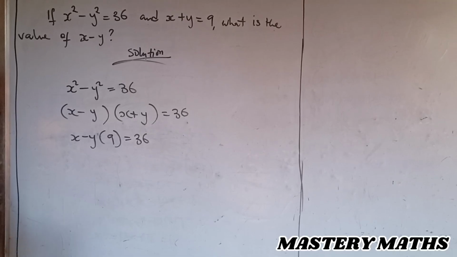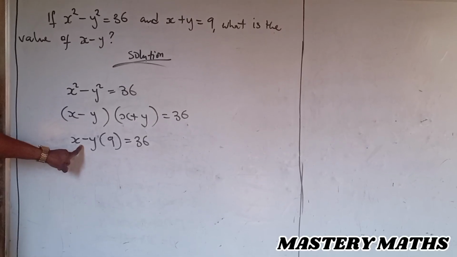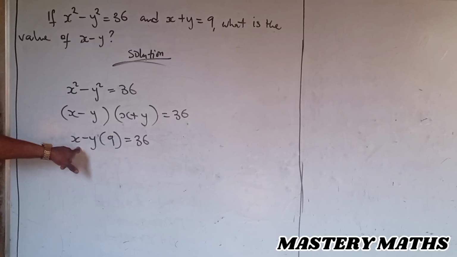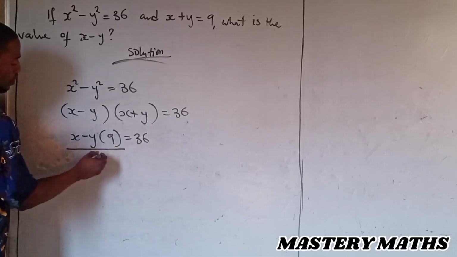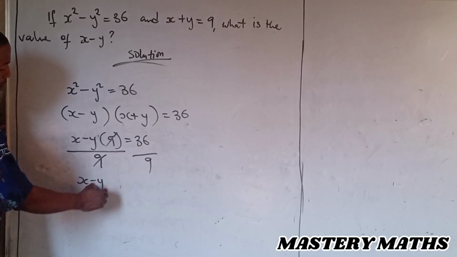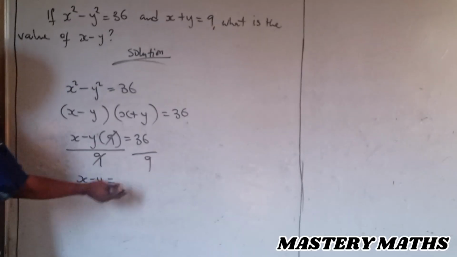Shut it down. Now, in order to look for x minus y, we divide both sides by 9, so that the x minus y will be alone. So we divide both sides by 9. When 9 cancels this, it becomes x minus y. Shut it down.